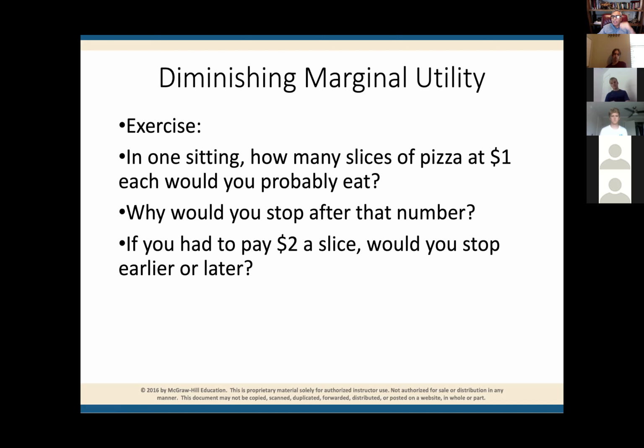So you say, okay, I'll eat X number. What will happen if now the price is $2? Alex, will you still eat 3 slices? No, maybe just 1. Probably 1 or probably 2, because now the price is higher. Now, how about if I invite you guys into my house and say, hey guys, I'm having pizza. Just eat as much as you want. How many slices of pizza are you going to eat?